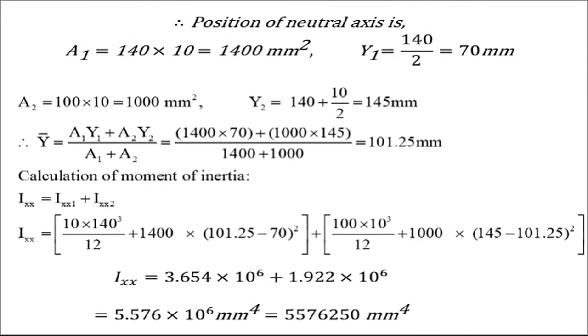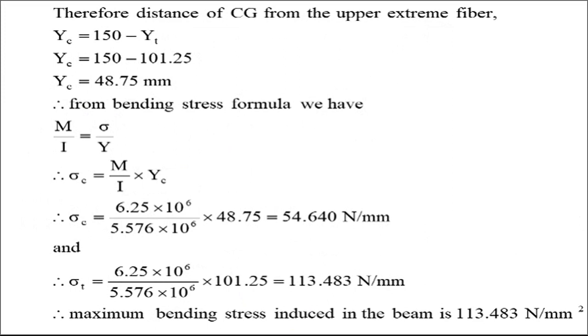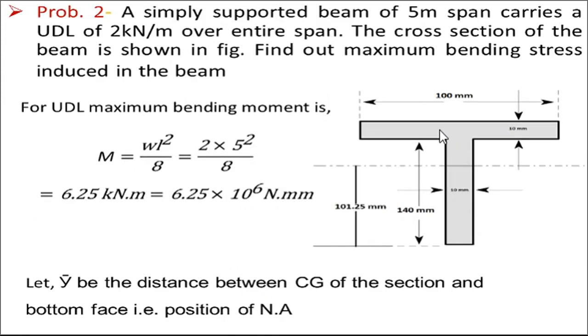After that, A2. So we have divided the section into two. First is the web and second one is the flange. This member is called the flange. It is at the top location, that's why it is the top flange, and this is the vertical web. So first of all we have to find A2, the area of that flange, and the centroidal axis distance.